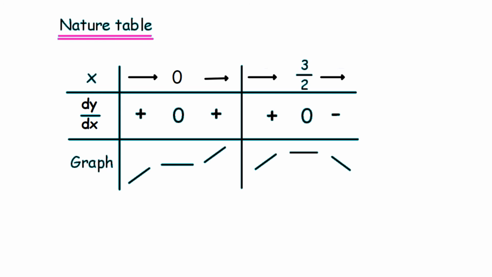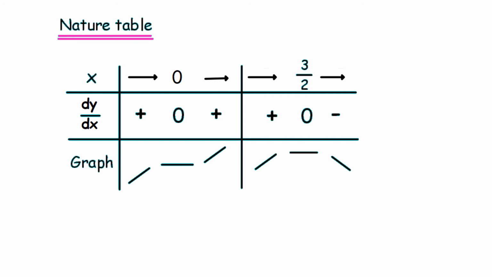Now in this example, when we put the numbers in, we had dy by dx with a positive before the 0 and a positive after the 0. That's going to be something slightly different, and we'll talk about that. And for the 3 over 2, before 3 over 2 we had a positive, and after 3 over 2 we had a negative, so that one looks more like the example we had previously. But let's actually look at some of the numbers involved in this.